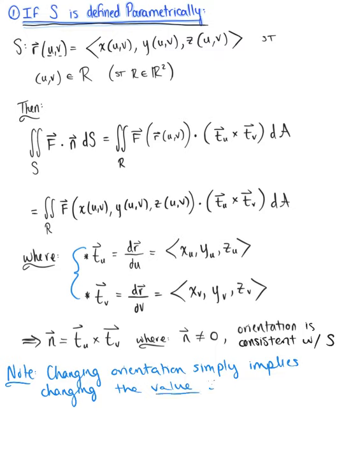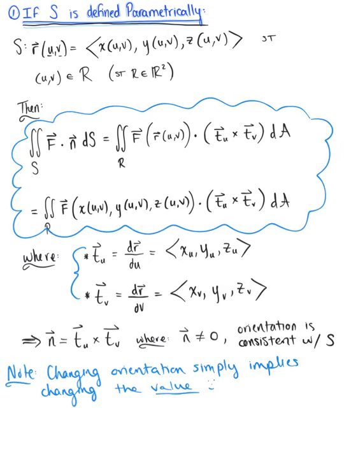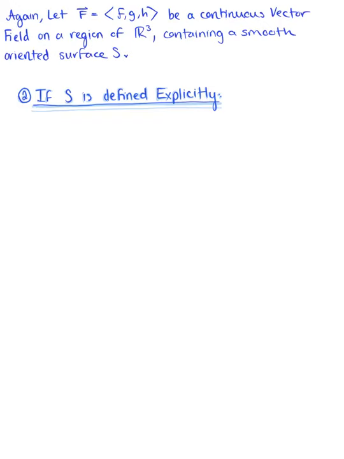So changing the value meaning changing from positive to negative or vice versa. So this is our surface integral for a parametrically defined surface, the vector surface integral. And so now we need to think about when our surfaces are defined explicitly.